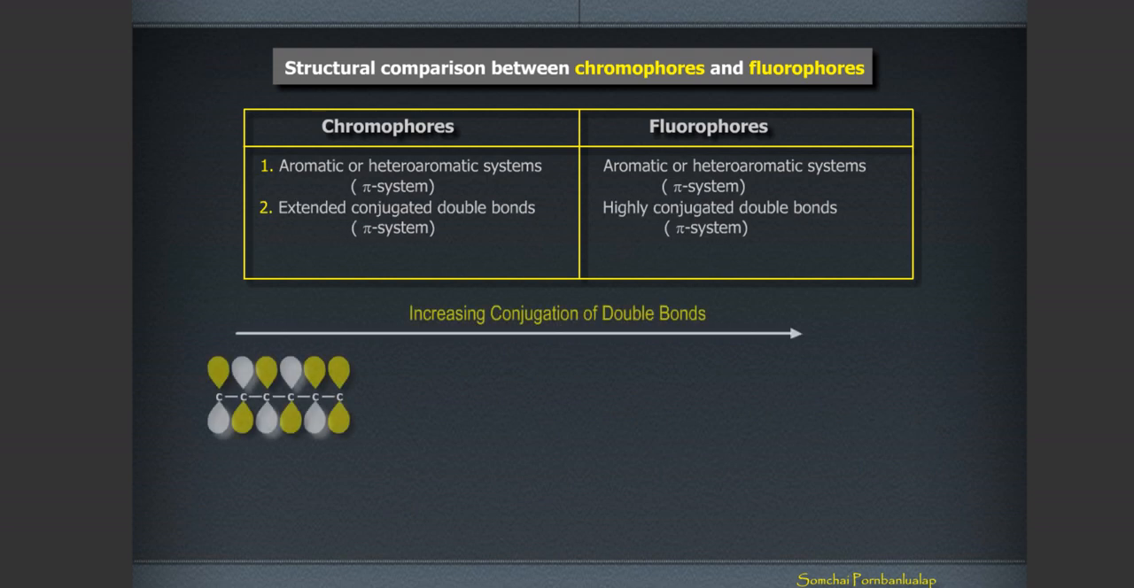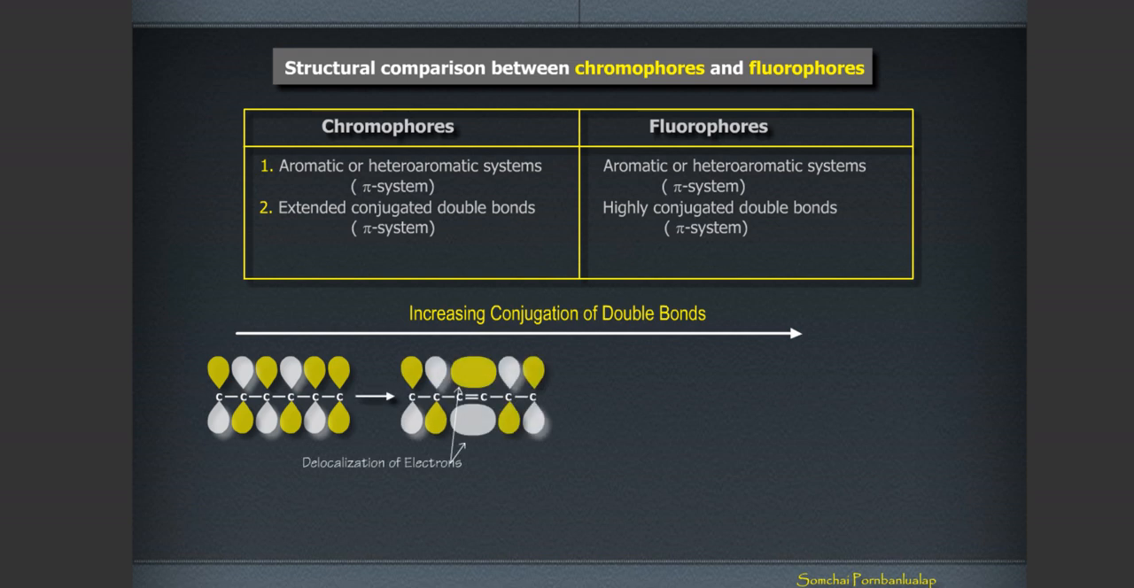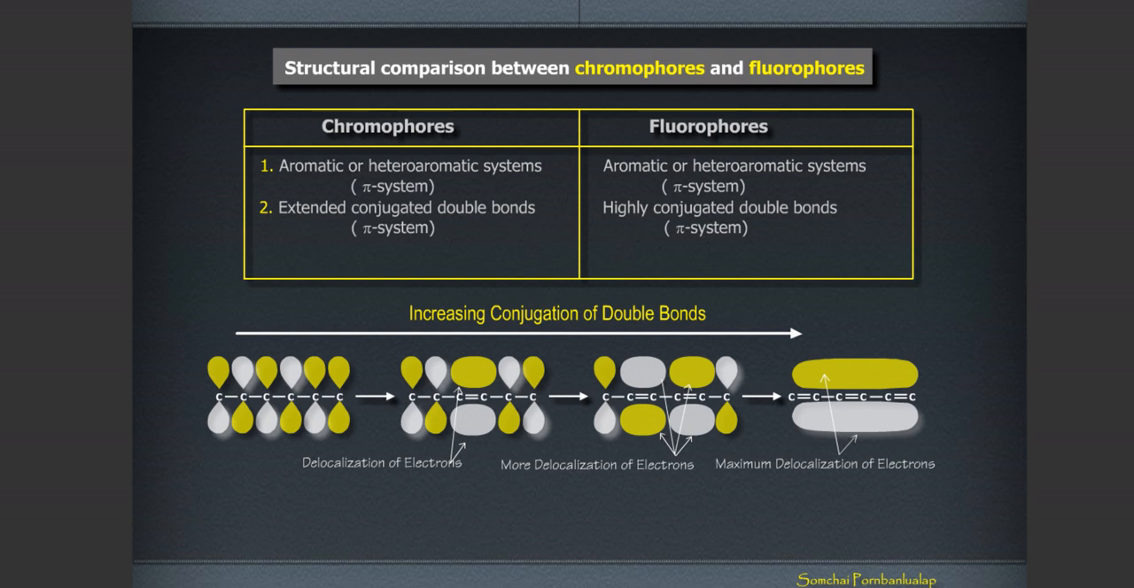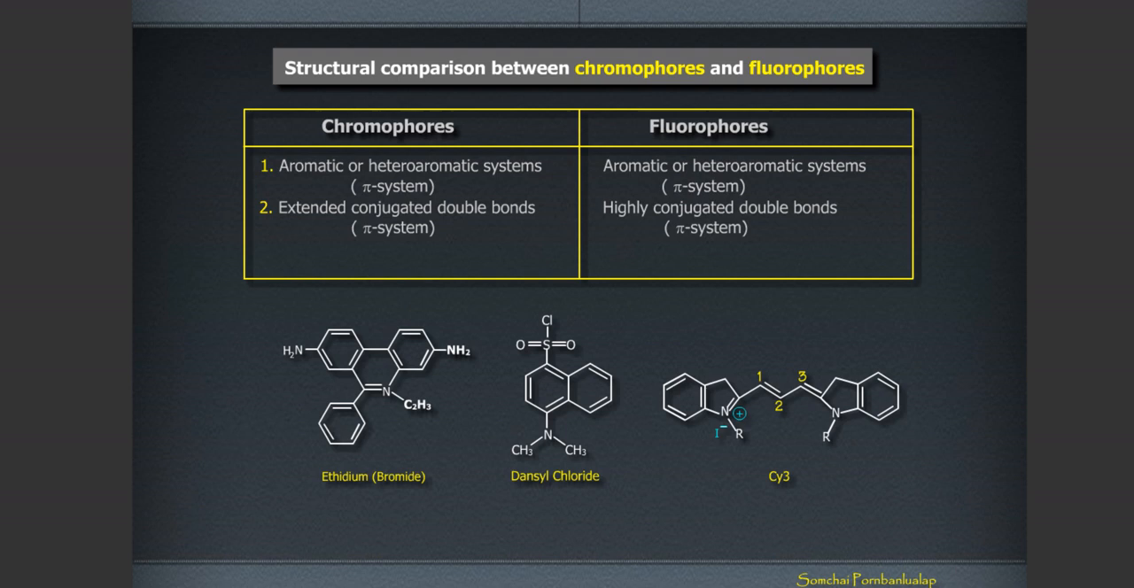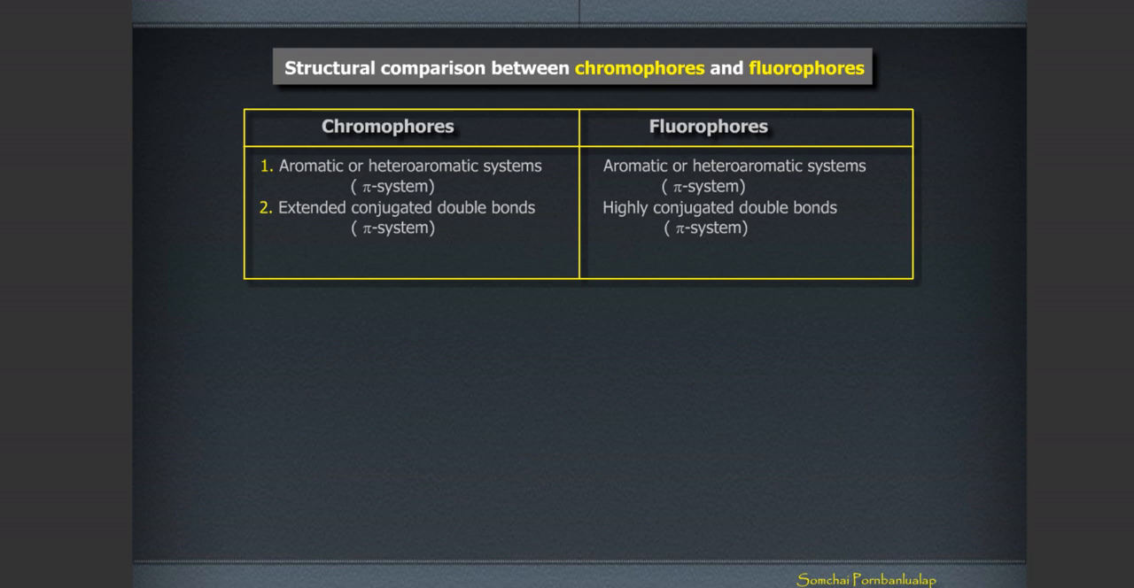2. Conjugated double bonds, or pi systems. Molecules containing alternating single and double bonds enable pi electron delocalization, thereby facilitating pi to pi star transitions. For example, ethidium bromide, dansyl chloride, and Cy3 contain both aromatic rings and conjugated double bonds. Thus, all emit fluorescence light following UV absorption. And 3. A nearly planar and rigid structure. Planar structures maximize orbital overlap and conjugation.